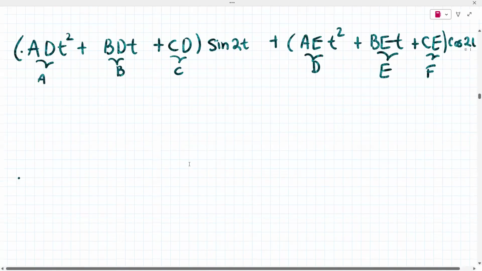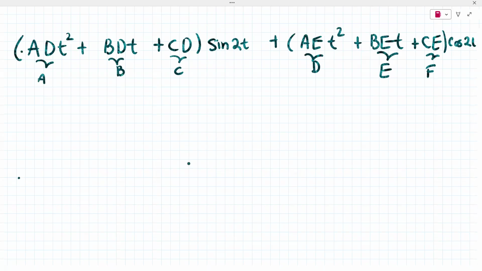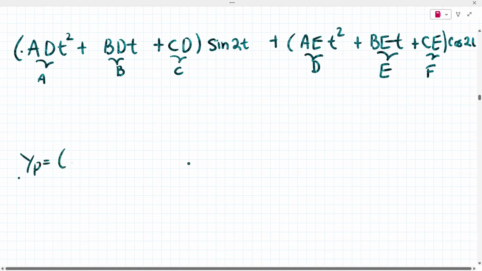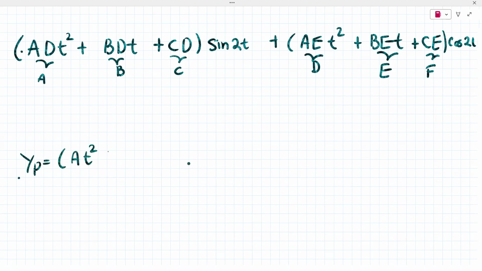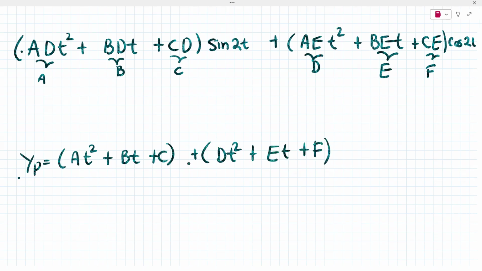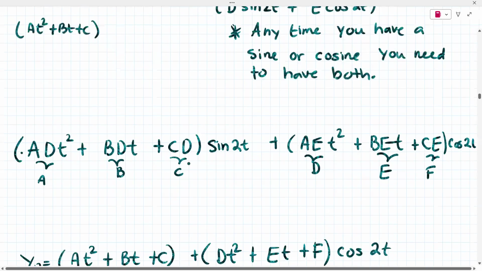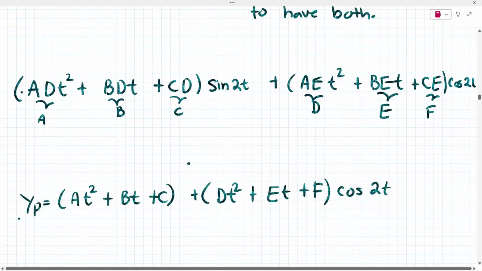So when you put it all together and you clean it up, you're going to get yp equals at squared plus bt plus c, plus dt squared plus et plus f times it by cosine of 2t. Okay, so this is all just a guess. It's not our solution.